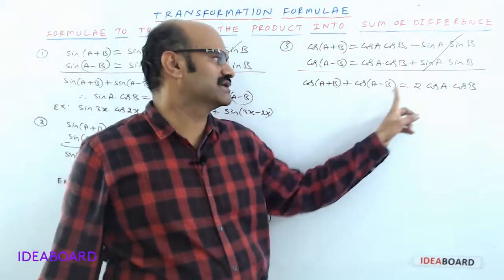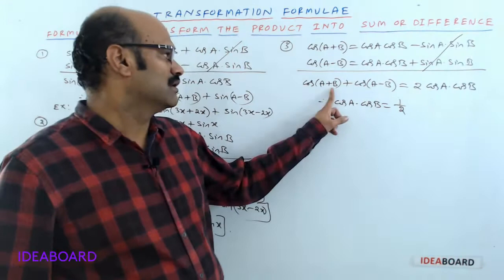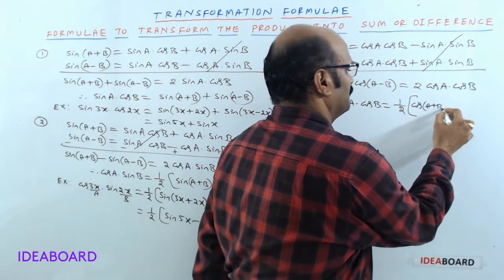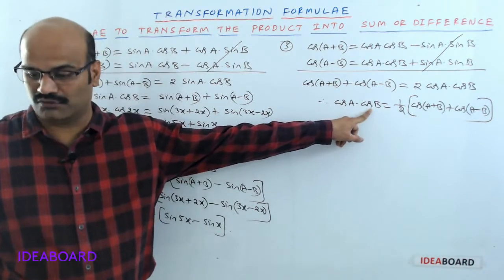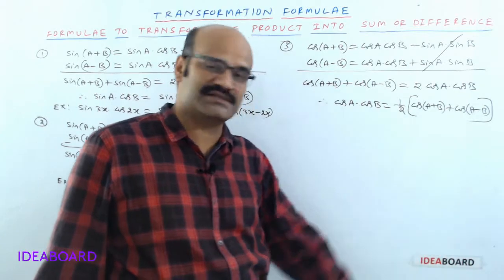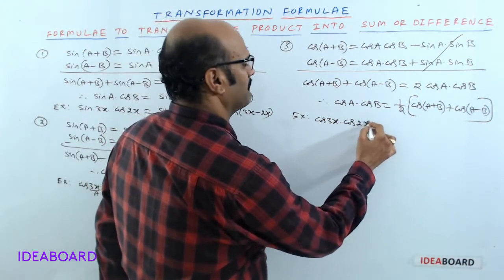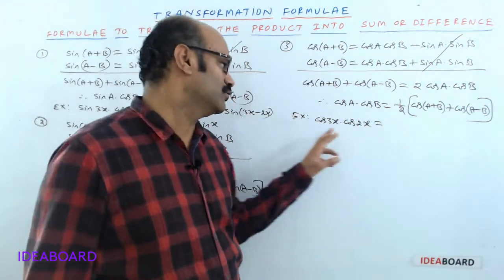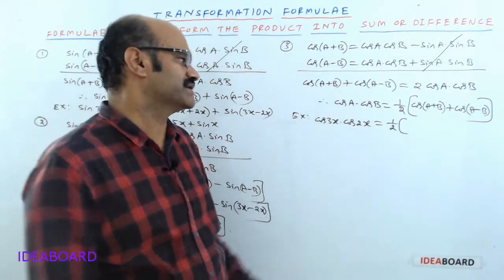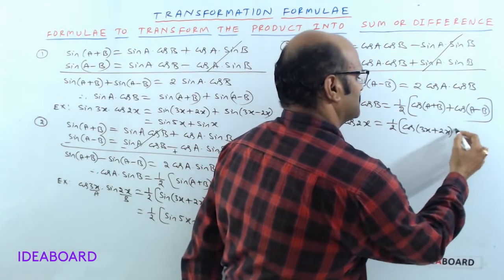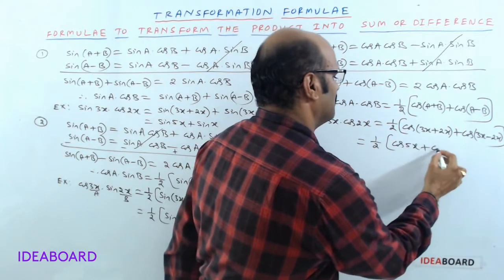Therefore, cos A into cos B equal to 1 by 2 into cos of A plus B plus cos of A minus B. So, the formula for cos A into cos B equal to 1 by 2 into cos of A plus B plus cos of A minus B. For example, cos 3x into cos 2x can be written as 1 by 2 into cos of A plus B, 3x plus 2x, plus cos of 3x minus 2x equal to 1 by 2 into cos 5x plus cos x.